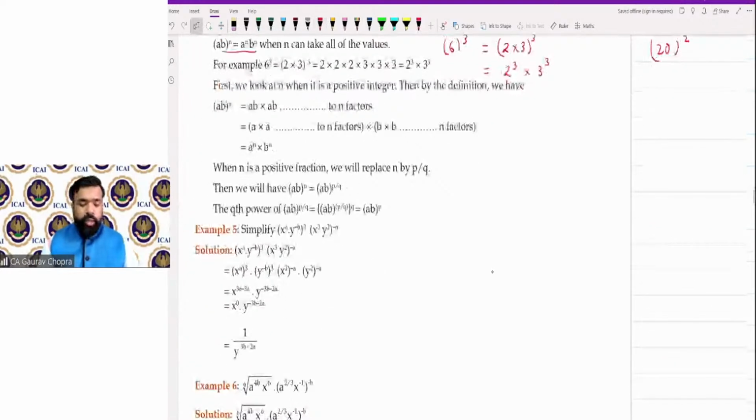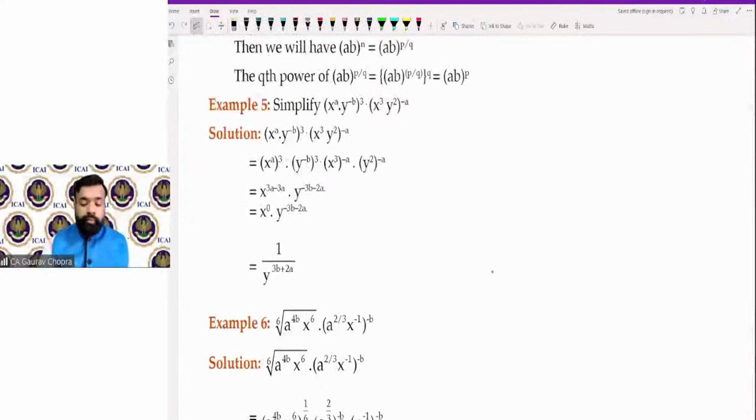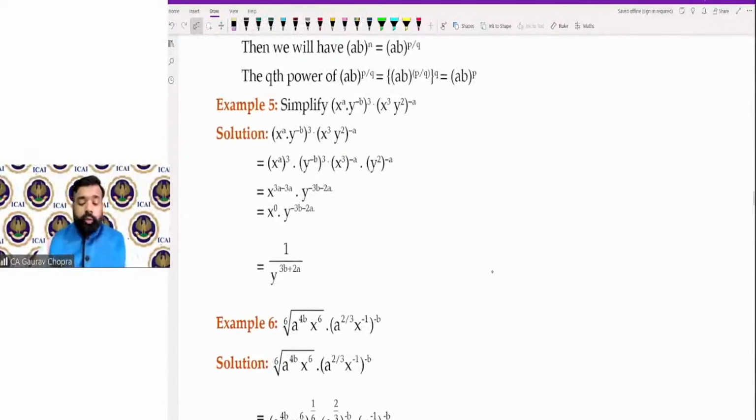Right. So this was law number 4. Now we are moving towards example number 5. Now, everything is in the power of x and y. So there are two bases this time. One base is x, other base is y. So wherever the base is common, bring the powers together.